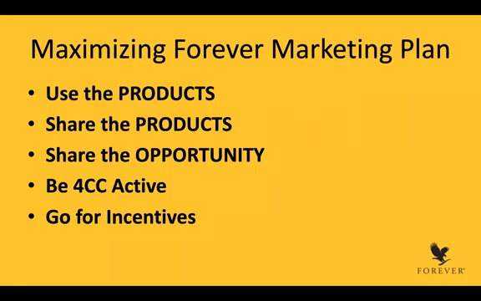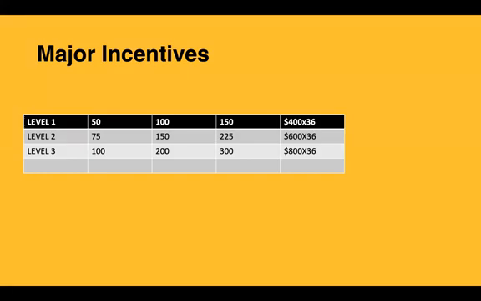Now, what are these main incentives in Forever? The most important incentive, the number one incentive that I want to talk about, is what we call Forever to Drive, or sometimes we call it car plan. Forever to Drive is an incentive which comes in 3 levels: level 1, level 2, and level 3.